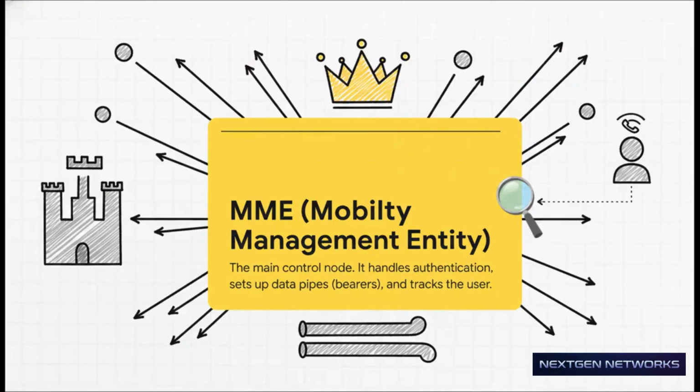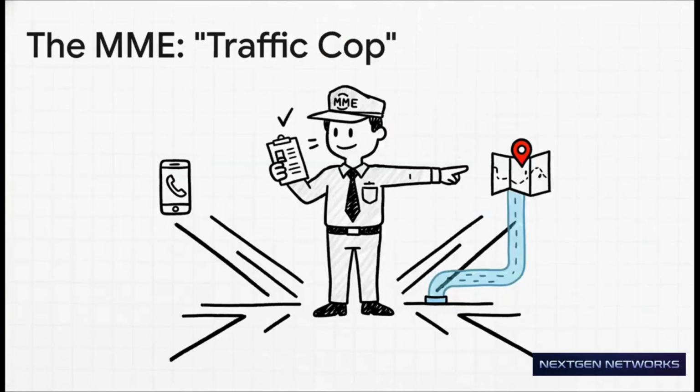And the king of the control plane, the head of the brains, is the MME, the Mobility Management Entity. This thing is pretty much the command and control center for the entire network. Yeah, a great way to think of the MME is as the network's traffic cop. So when you turn on your phone, the MME is the first thing to greet you.